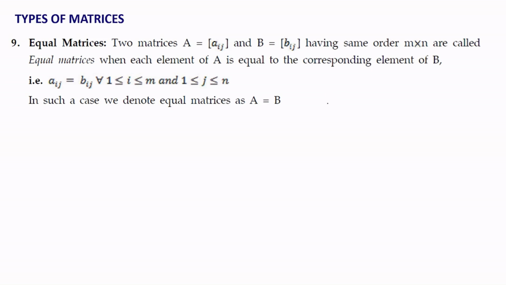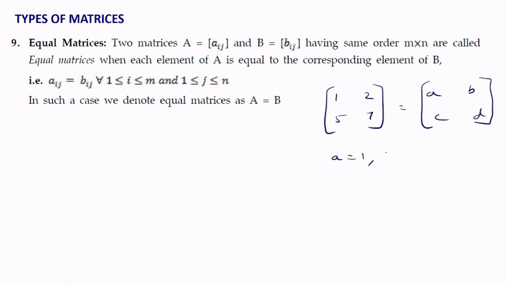So we have 1, 2, 5, 7 as matrix A, and if this is equal to another matrix B with entries a, b, c, d, then each element of matrix A will be equal to the corresponding element of matrix B. So we will have a equal to 1, b equal to 2, c equal to 5 and d equal to 7. So this is with respect to different types of matrices.